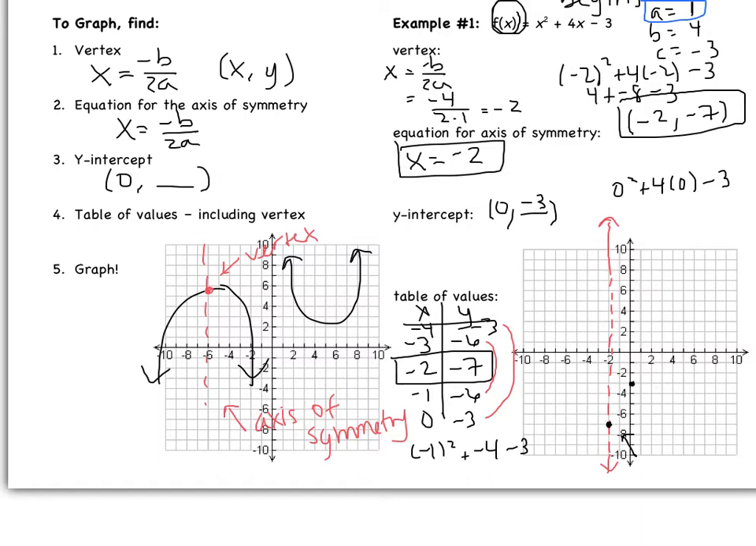So graphing those points, I have this one, negative 1, negative 6. I have negative 3, negative 6. And then I have negative 4, negative 3. Now I'm ready to finish off my graph. So that's what my first graph looks like.